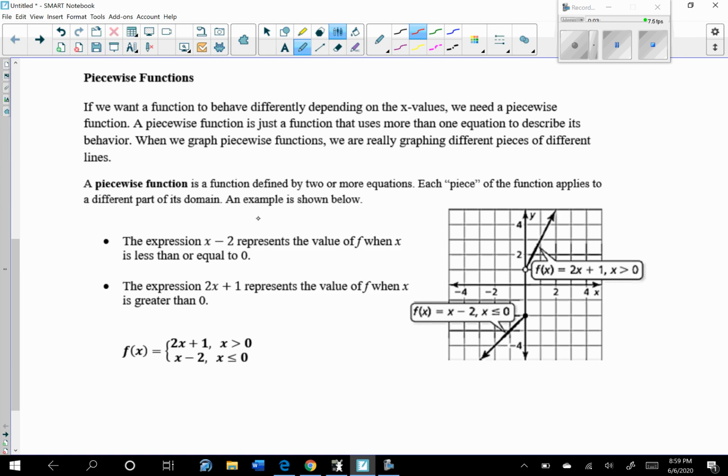An example is shown below. If you look at this example, this right here is the piecewise function. Notice we have f of x equals 2x plus 1, and it tells us x is greater than 0. And then underneath that, we have x minus 2 for x values less than or equal to 0. These are the domain restrictions, and they tell us where we are starting our x values on our graph.